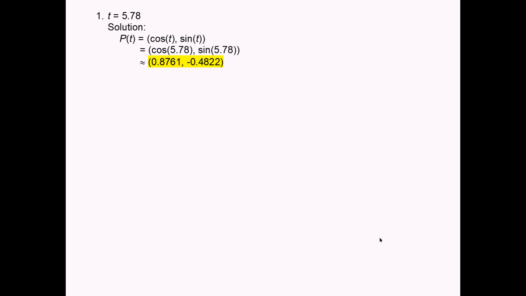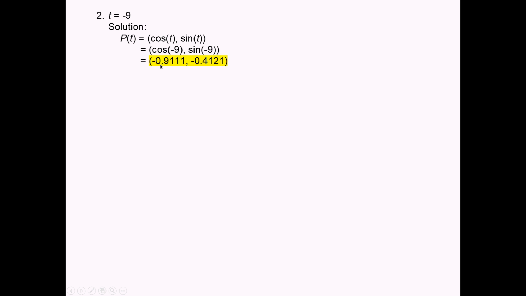So cosine t, sine t. Remember, x is cosine, y is sine. t is negative 9. So we'll have cosine of t, sine of t is cosine of negative 9, sine of negative 9. Get negative 0.9111, negative 0.4121. Again, just take out the calculator and play with the buttons.